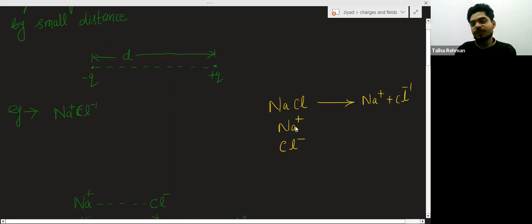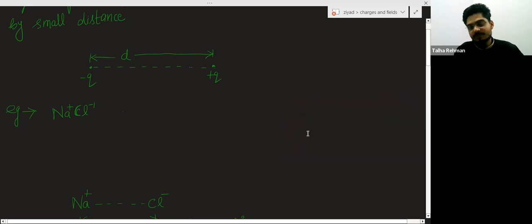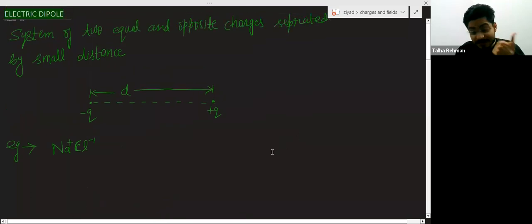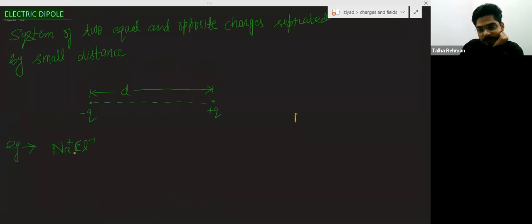What is the atomic number of sodium? 11. Okay, so these are the opposite charges, but how are they separated by a distance? Yeah, you are right. I am telling why I am saying NaCl is an electric dipole. This is Na. In this Na, how many electrons are there? 11 electrons. And how many protons? 11 protons. Suppose you have removed 1 electron, so it will become Na positive.